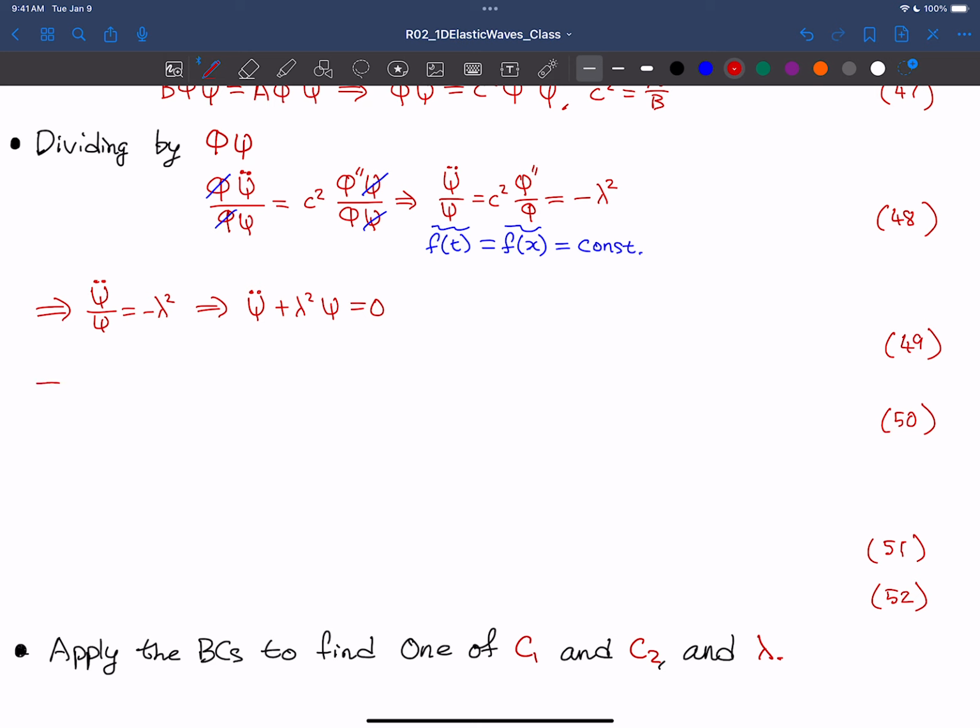And then secondly, we start with phi double prime. Actually, it should be c squared phi double prime over phi is equal to minus lambda squared. This then leads to the equation phi double prime plus lambda squared over c squared phi equal to 0.